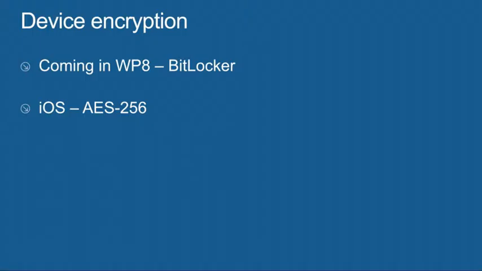Other thing that iPhones have had since I think it was 3GS is device encryption, and I think it's gotten better in 4, which uses AES 256. So that means that if someone gets the device, copies the flash off of it, it's still encrypted and they're going to have trouble reading it. That feature's also coming in Windows Phone 8, I believe.